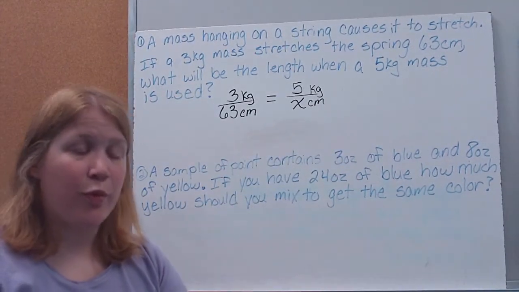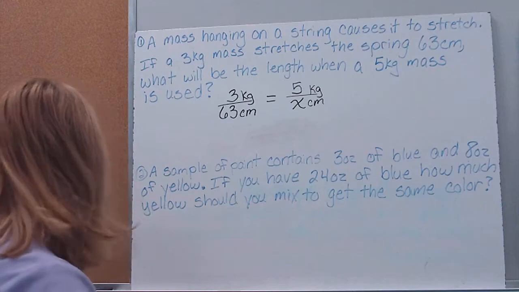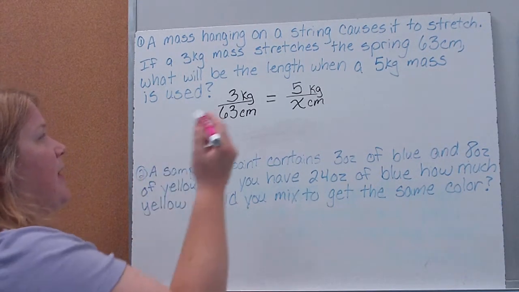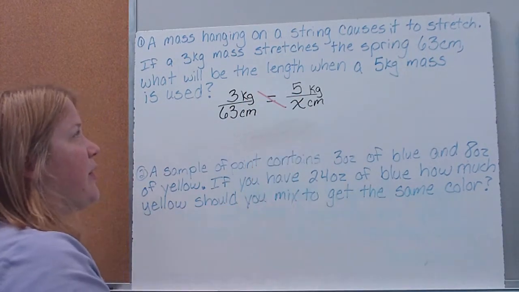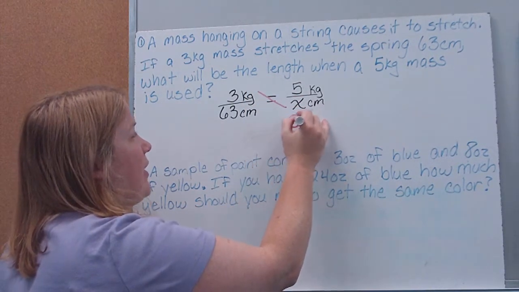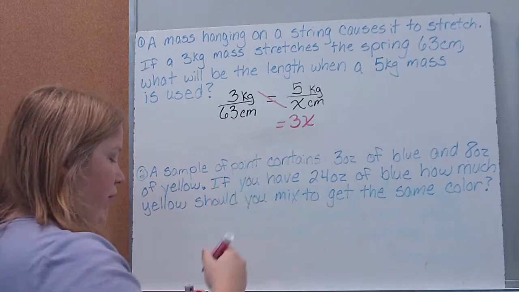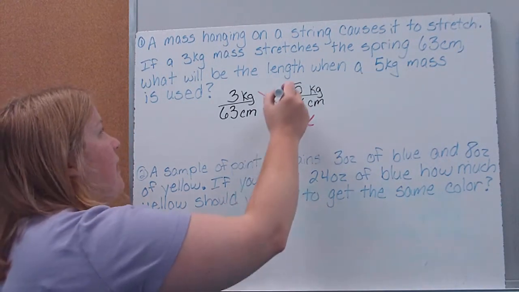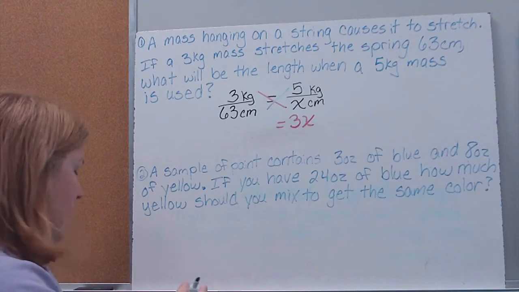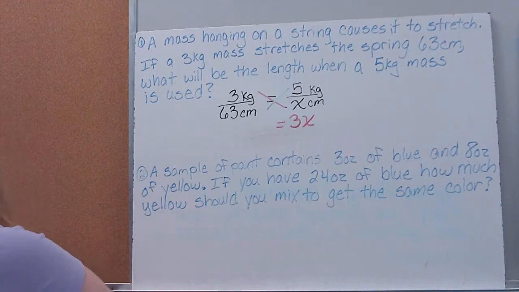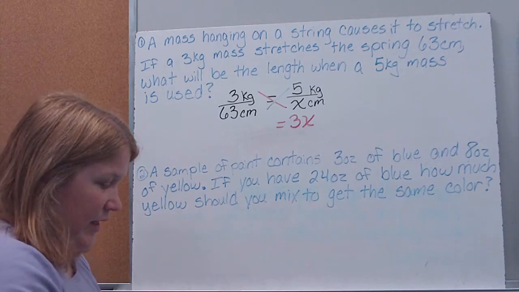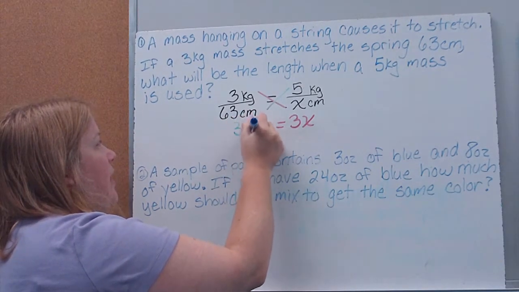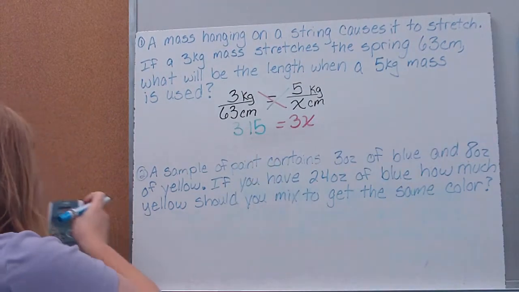Okay, now we have our proportion set up. Now all we have to do is go about solving it. And here I'm just going to flip colors. I like to do that so that it's kind of color coded. So here I've got 3 times x, which gives me a 3x. Over here on this side, I've got 5 times 63, which for the sake of time I'm going to use my handy dandy calculator. Gives me 315. All right.